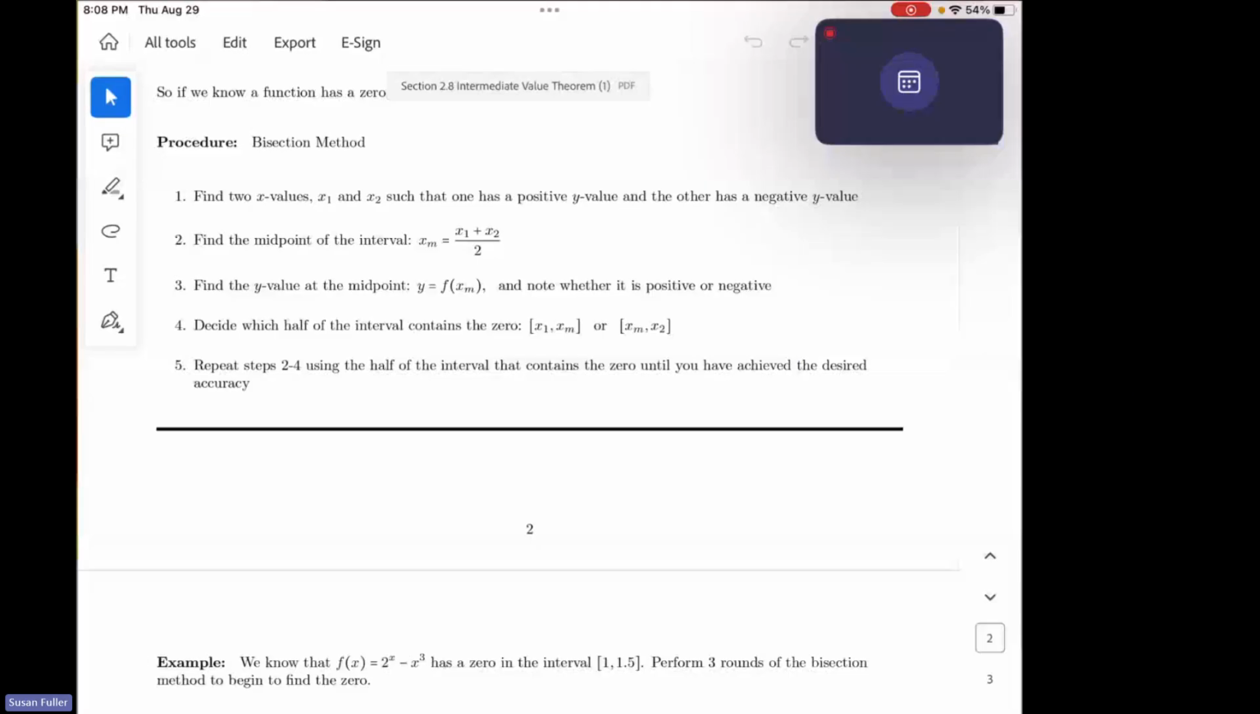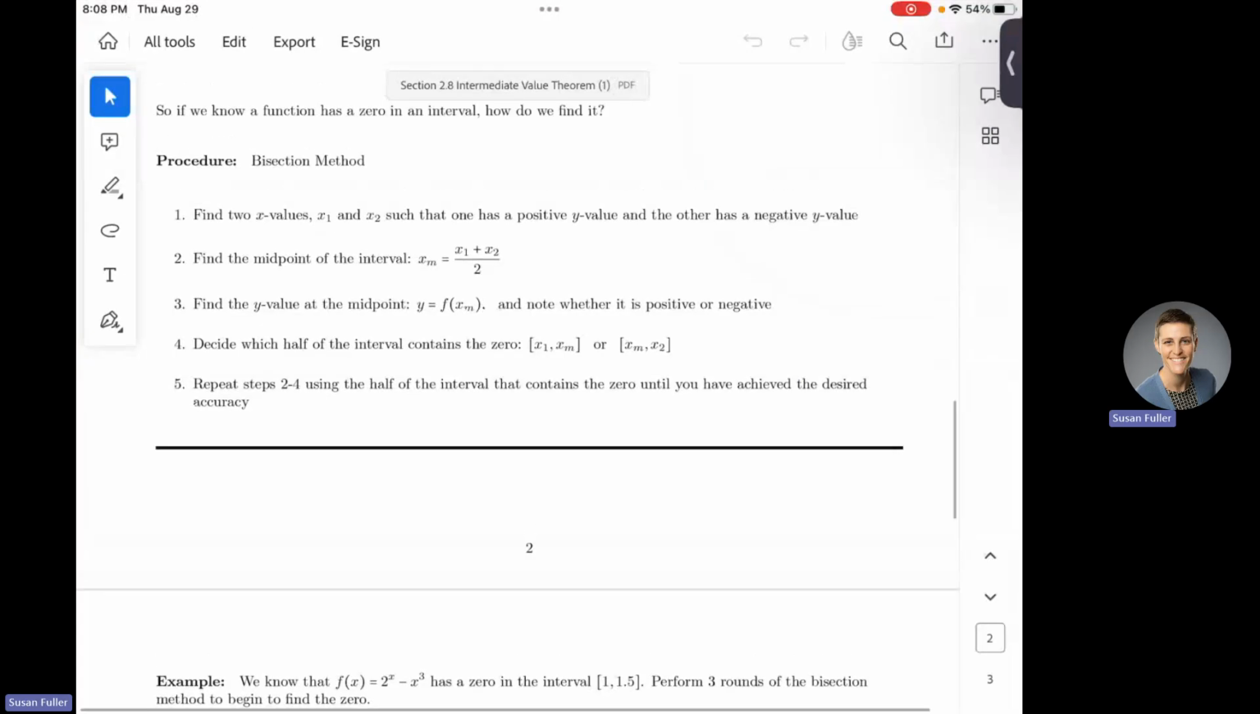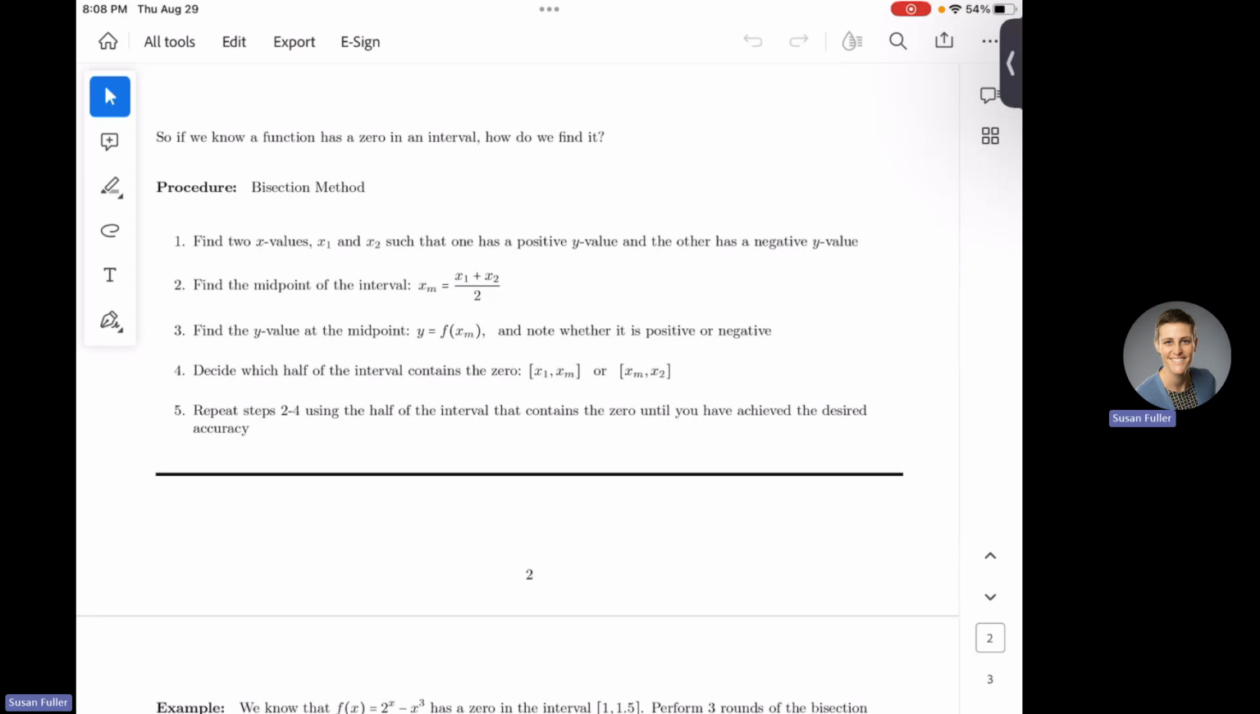Hello, everyone. I wanted to make a quick video for you about the bisection method from section 2.8. We won't test you over the bisection method. It's not in your homework, but I wanted to go through it because, especially if you're a computer science major, this is one of the first things that you may need to program. Understanding how the process works will help you before you go in there so you can program it. You have to understand the process before you can program it.